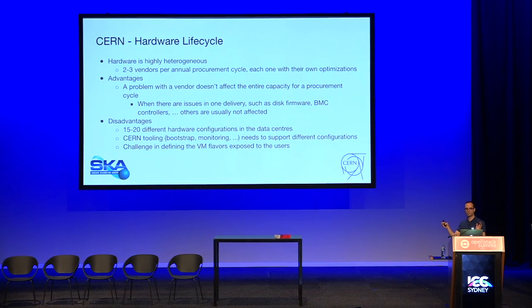So in each procurement, we have 2 to 3 vendors involved. We have some advantages with this. Like if there is any problem with the vendor, the procurement process is not all affected, only a few parts of it. For example, if there are issues with disk firmware, BMC controllers, whatever.